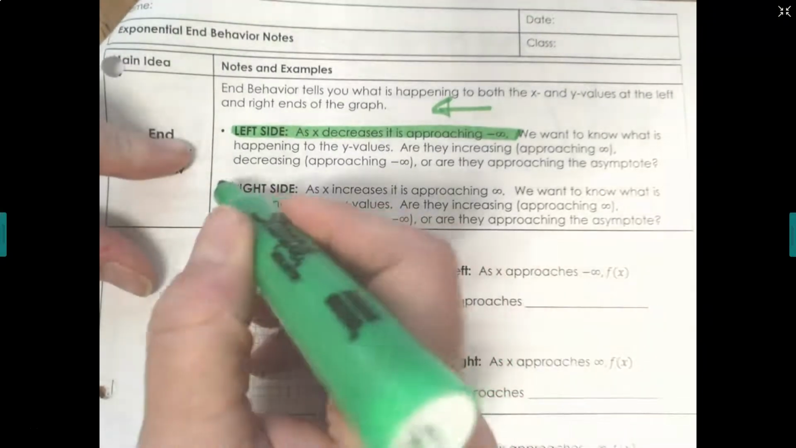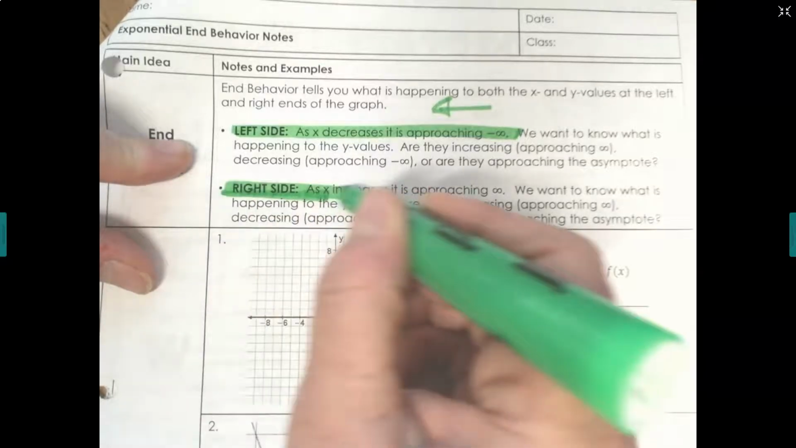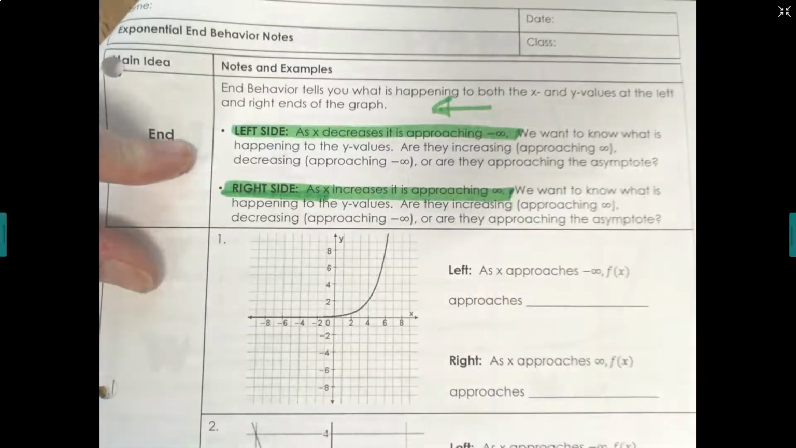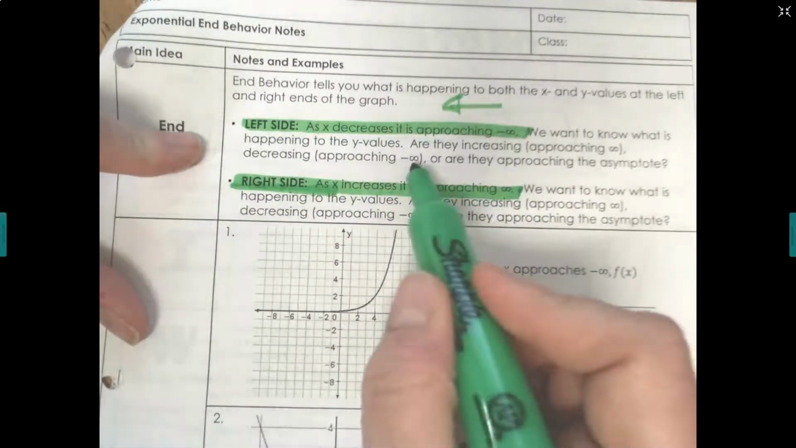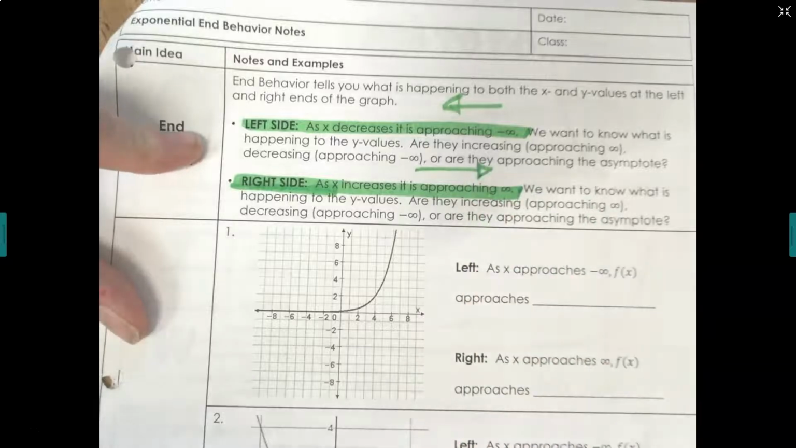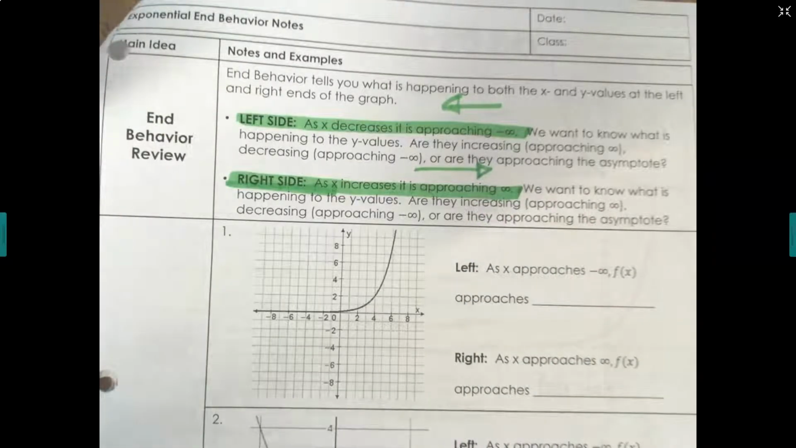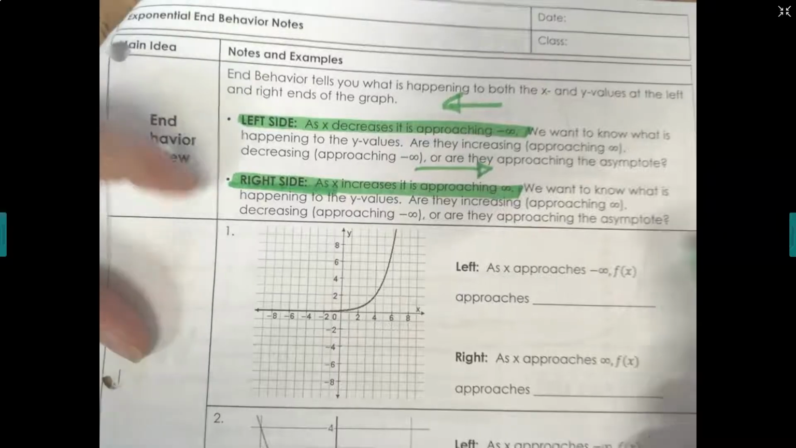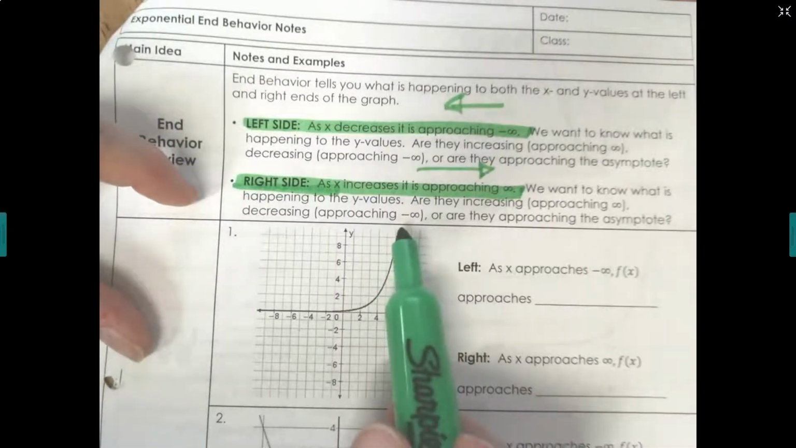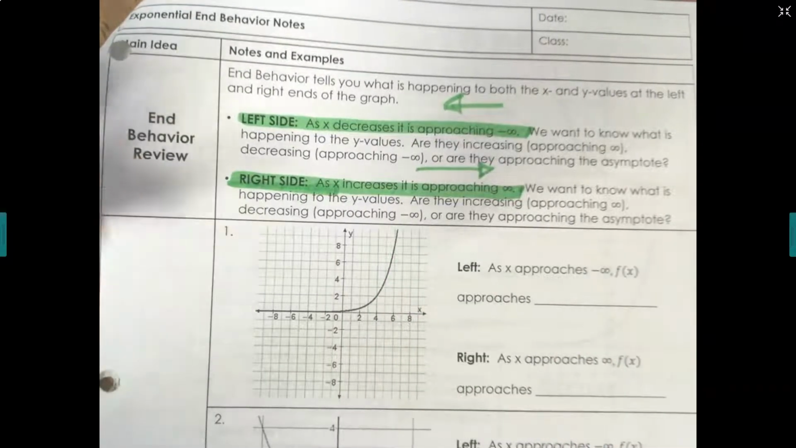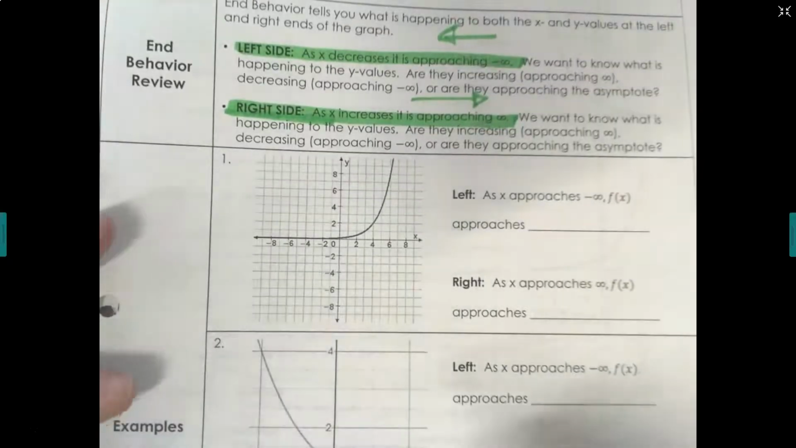On the right side, we want to know as the x values get bigger, meaning they're approaching where x's are positive infinity. So we're talking about the x's going to the right. So we want to know what's happening to these y values. It's the same three choices. They are either approaching positive infinity, negative infinity, or the asymptote. So let's just take a look. It will make a little bit more sense when we see it.